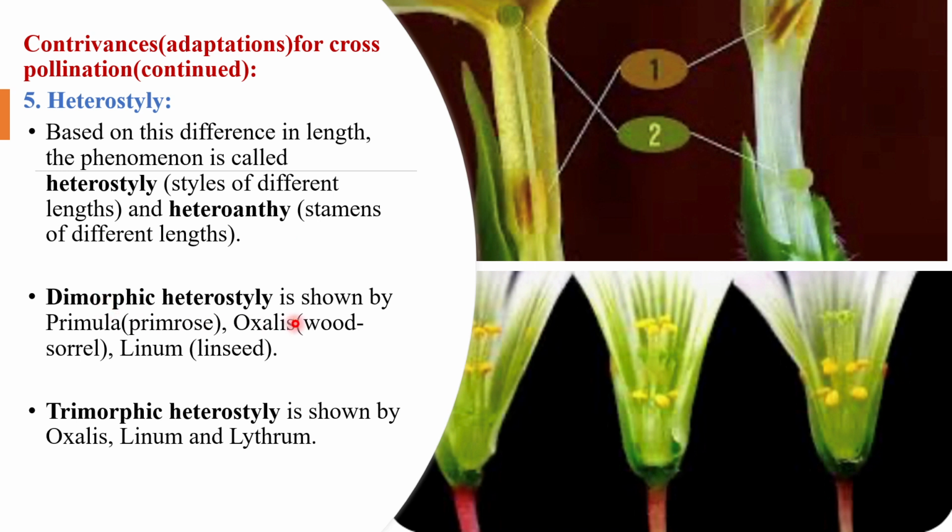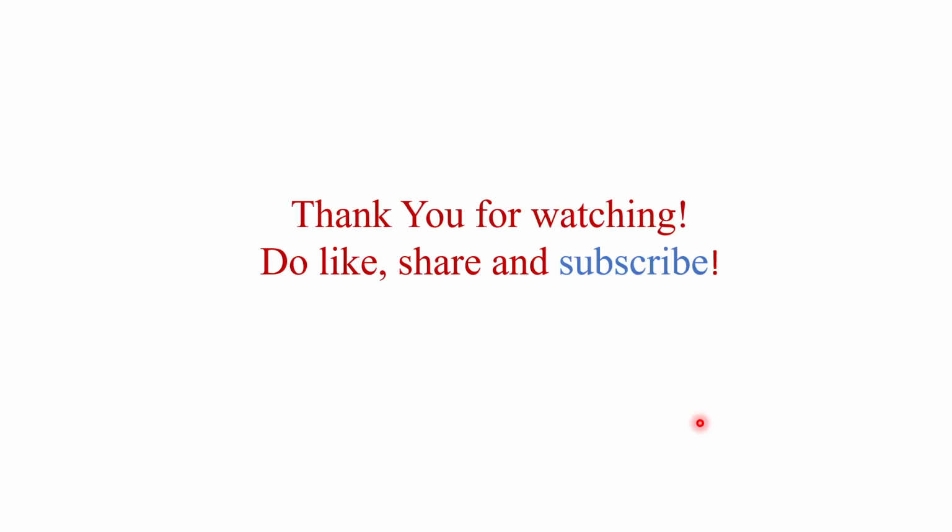Then dimorphic heterostyly is shown by Primula. This is in Primula, dimorphic, two forms. But trimorphic heterostyly means three different style lengths. The three different lengths in the style are shown by Oxalis. This is shown in Oxalis. Three different style lengths. So this is all about cross-pollination and self-pollination, and we see how the pollen grains are transferred from the anther to the stigma.